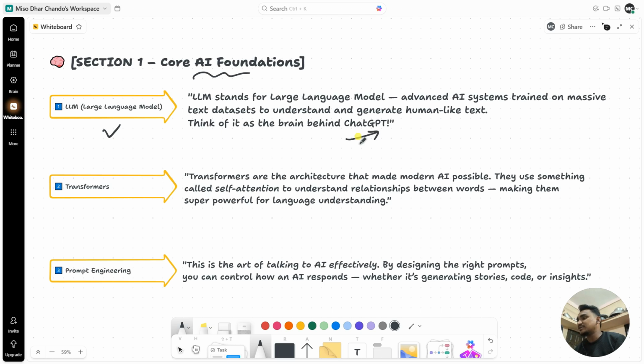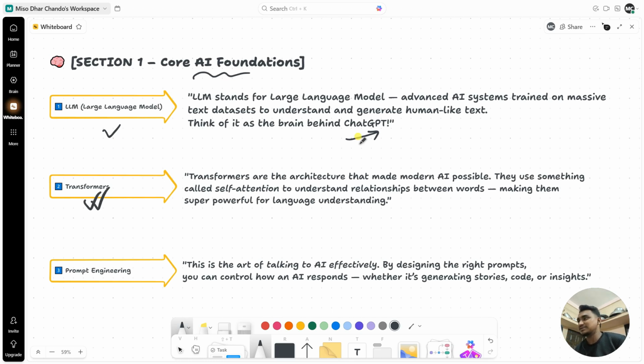A large language model is nothing but an AI system trained on a massive amount of data. It can be documents, formulas, books, or anything else, so that it can understand and generate human-like text that a human can actually write. So this is called the large language model. Simple, super simple.